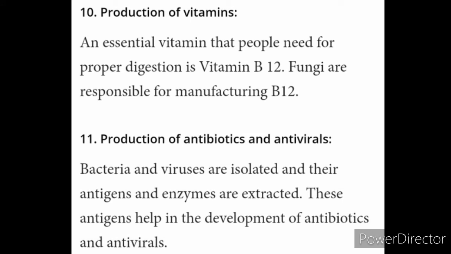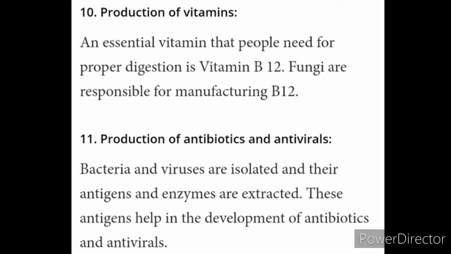Microorganisms are also used in the production of vitamins, antibiotics and antivirals. Production of vitamins. An essential vitamin that people need for proper digestion is vitamin B12. Fungi are responsible for manufacturing B12.